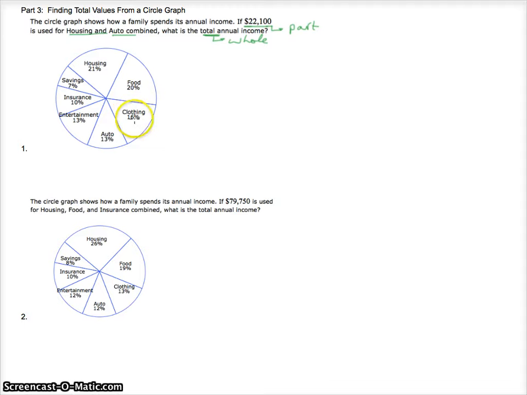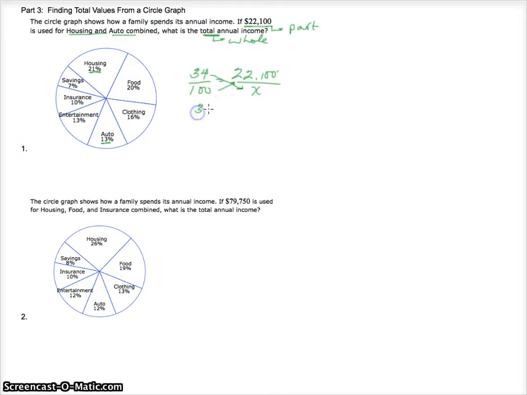So what I need to do is go look at housing and auto combined. So housing is 21% and auto is 13%. So I need to do 21 plus 13, which is 34. So my percent is 34 over 100. And I'm still using my part-whole relationship. So it's 22,100 over x. Now I'm going to cross multiply.